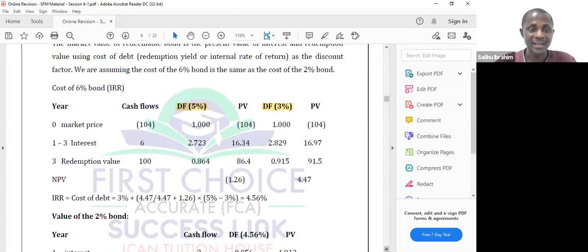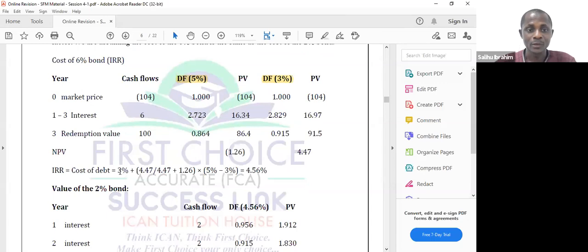So go and use your internal rate of return formula: lower rate plus NPV of lower rate over NPV of lower rate minus NPV of higher rate. So that's what changed it to plus. So we have plus 1.26 times 5 minus 3. When you evaluate this, we have 4.56%. So I now have my cost of bond.